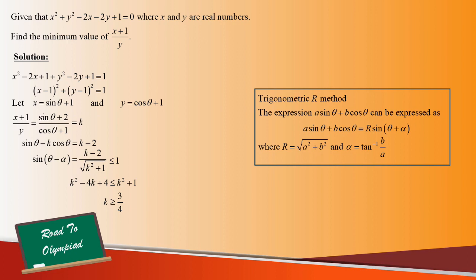Recall that k is equal to x plus 1 over y, which is our required function. Thus, we have x plus 1 over y is greater than or equal to 3 over 4, which tells us that the minimum value of x plus 1 over y must be equal to 3 over 4. And this marks the end of our solution.